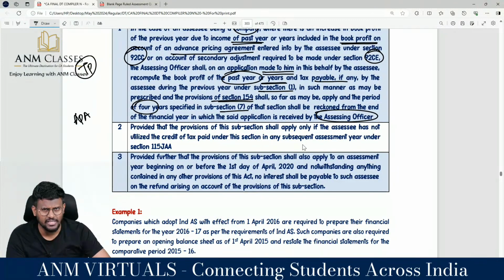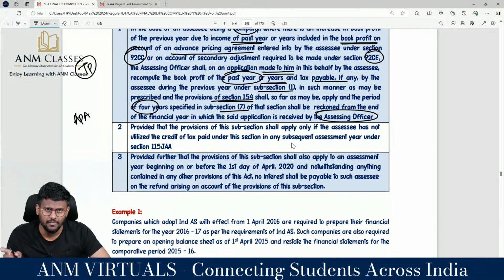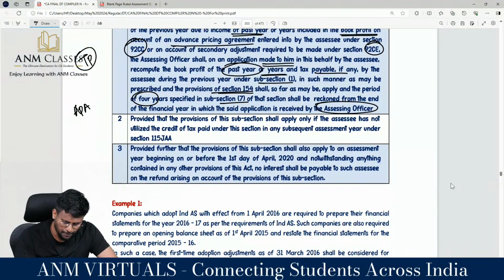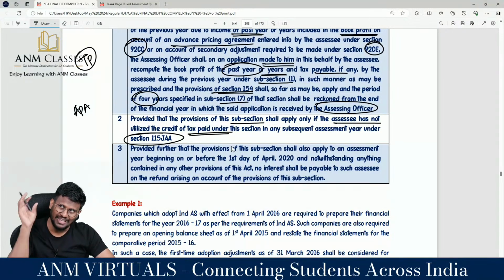That means once the previous year's profit has been changed because of the advance pricing agreement or the secondary adjustment, the assessee has to go and ask the AO to please recompute my previous year's book profit. Provided that this subsection shall apply only if the assessee has not utilized the credit of tax paid under this section in any subsequent assessment year under 115 JAA. That means this recalculation will be possible only if the credit, which we'll be talking about later, has not been utilized.